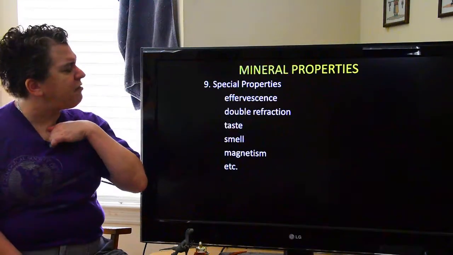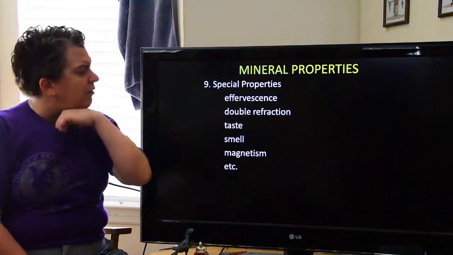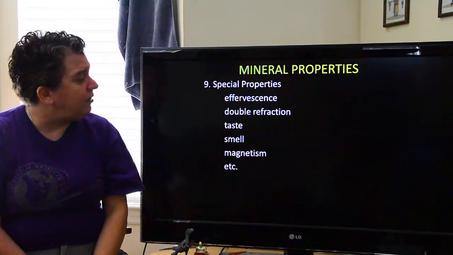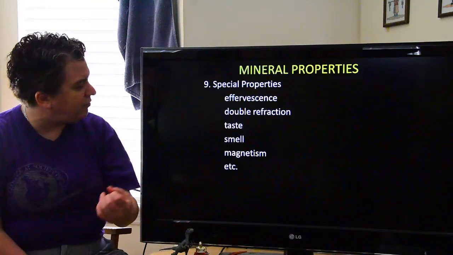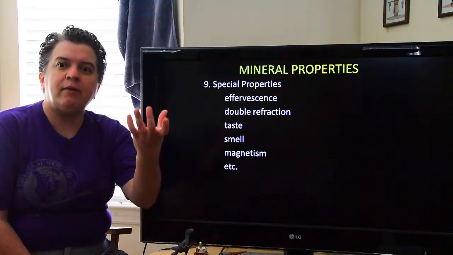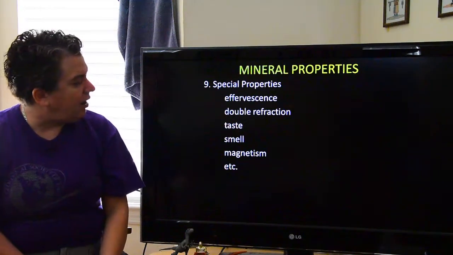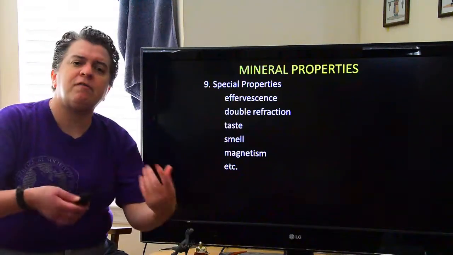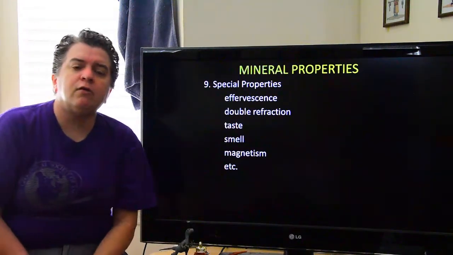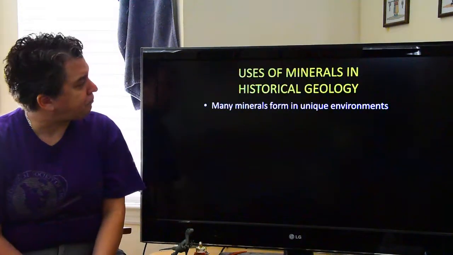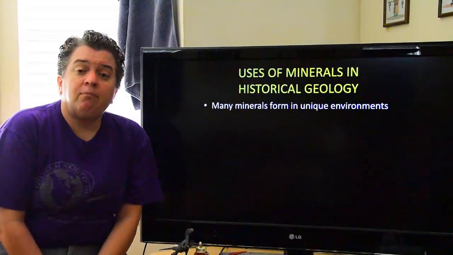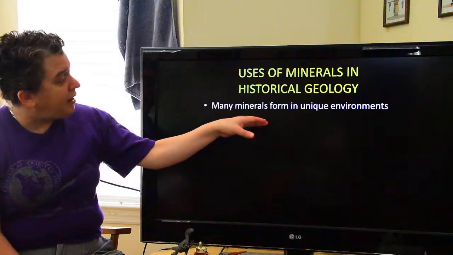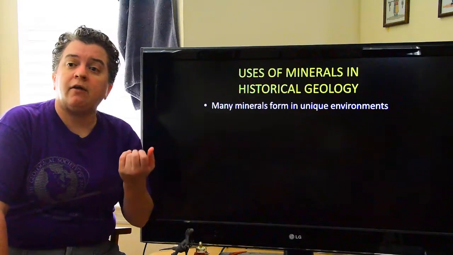And then there's all kinds of special properties to certain minerals. You can have effervescence, where it reacts to acid. You can have double refraction, where you get a double image projected through a mineral. Some taste certain ways, some smell certain ways, some are magnetic. There's all kinds of special properties that can be used to identify different minerals. Now, minerals have many uses in historical geology because many minerals form in unique environments.